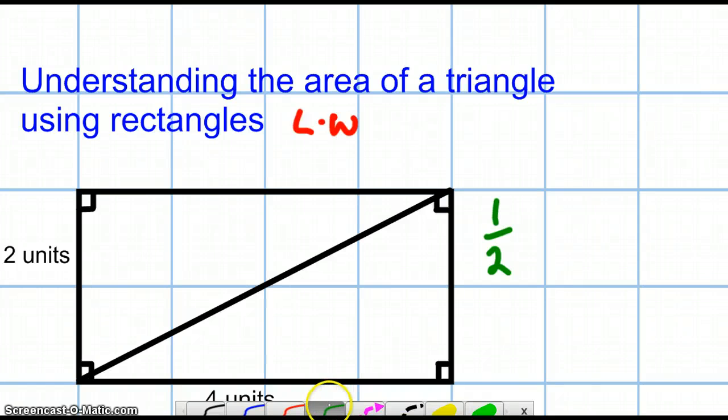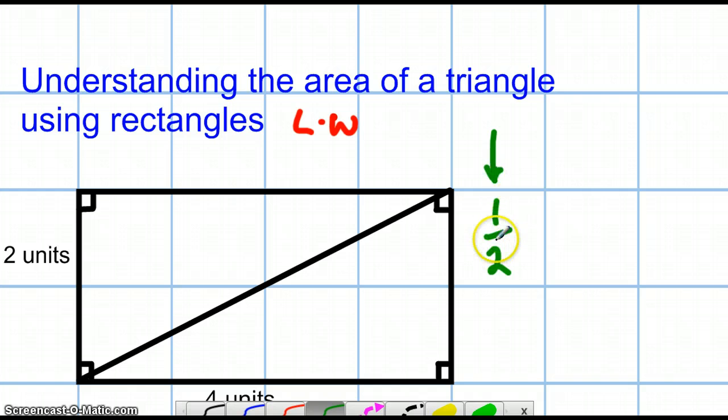I have a formula now that I can work with. Something is happening. We're dividing something in half. We're taking the rectangle and dividing it in half to make a triangle. So the half is critically important here.